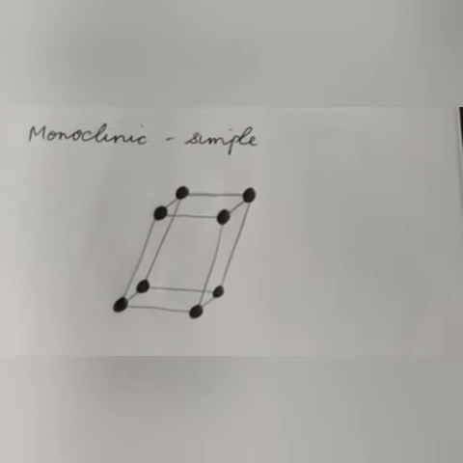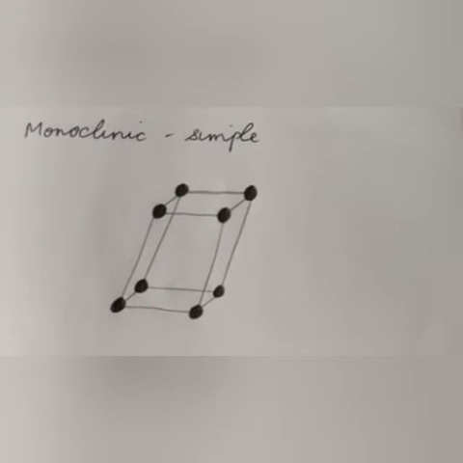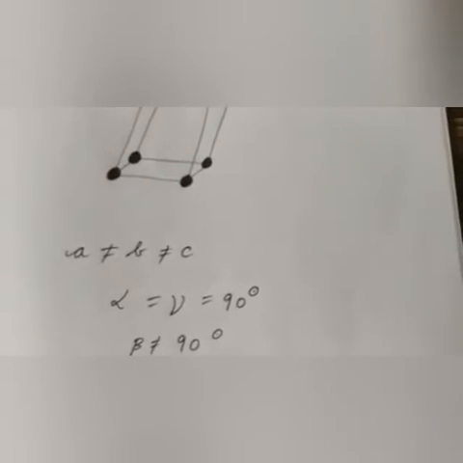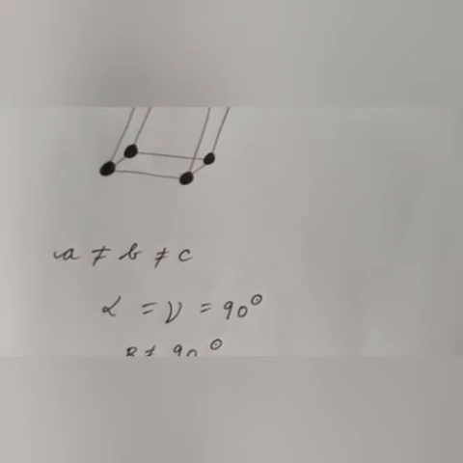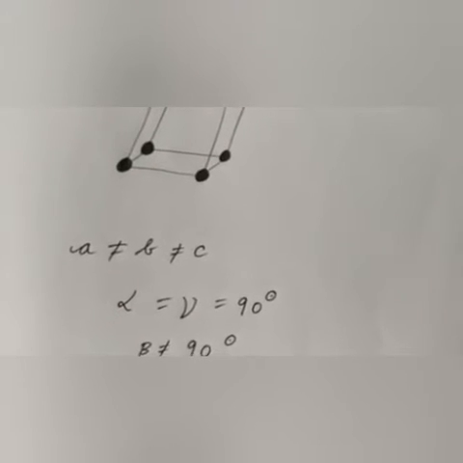As you can see, it is a rectangular prism with a parallelogram as its base. So, in this structure, two of the vectors are perpendicular. That is, alpha equal to gamma is equal to 90 degrees and beta is not equal to 90 degrees. And none of the edge lengths are equal, that is, A is not equal to B, not equal to C.